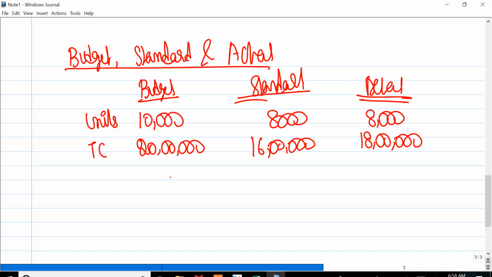This to be incurred is for 8,000. Any standard is always calculated with the help of actual output. I will not repeat this in the problem. I may end up repeating even 10 times, but still you will end up making the same mistake. So please register it properly in your mind.